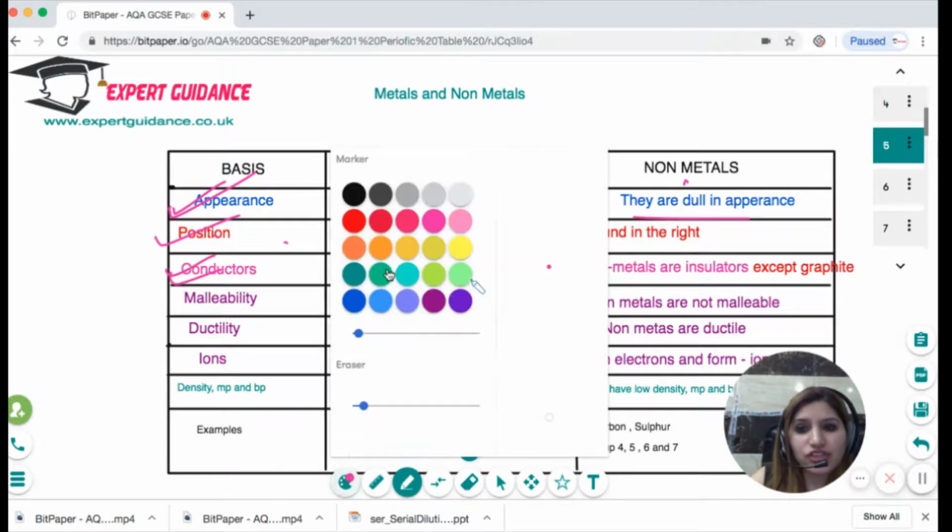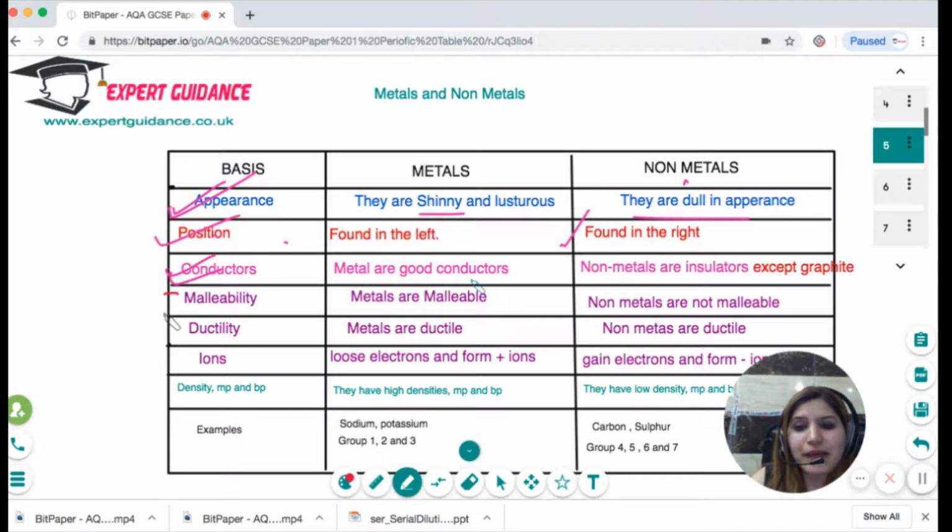Then there are 2 very important properties, which are malleability and ductility. Malleable is hammering them into sheets and ductile is drawing them into wires. So metals are both malleable and ductile. You can hammer them into sheets and you can also draw them into wires. But you cannot do that for non-metals. So non-metals are not at all malleable and not at all ductile.